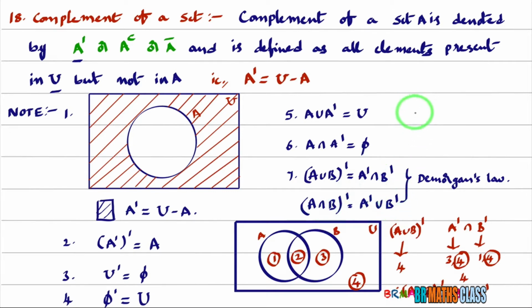And last point, what is A dash? A dash is nothing but not A. In general words, you can remember it. A dash is nothing but not A.